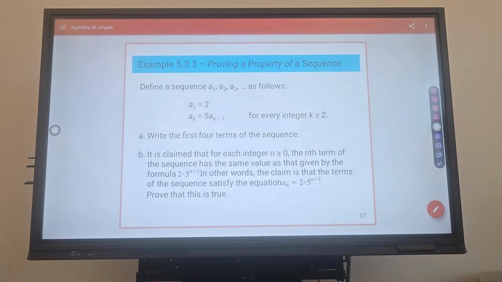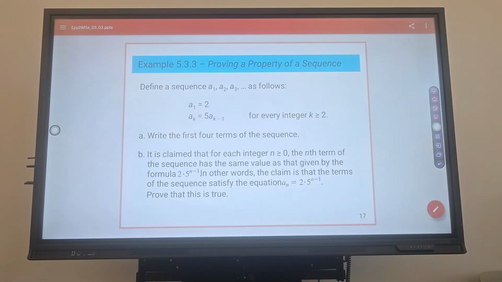Anyway, so proving a property of a sequence. Define a sequence A as follows. A sub 1 equals 2. A sub k equals 5 times A sub k minus 1 for every integer k greater than or equal to 2. Write the first 4 terms of the sequence. It is claimed that for each integer n greater than 0, the nth term of the sequence has the same value as that given by the formula 2 times 5 to the n minus 1.